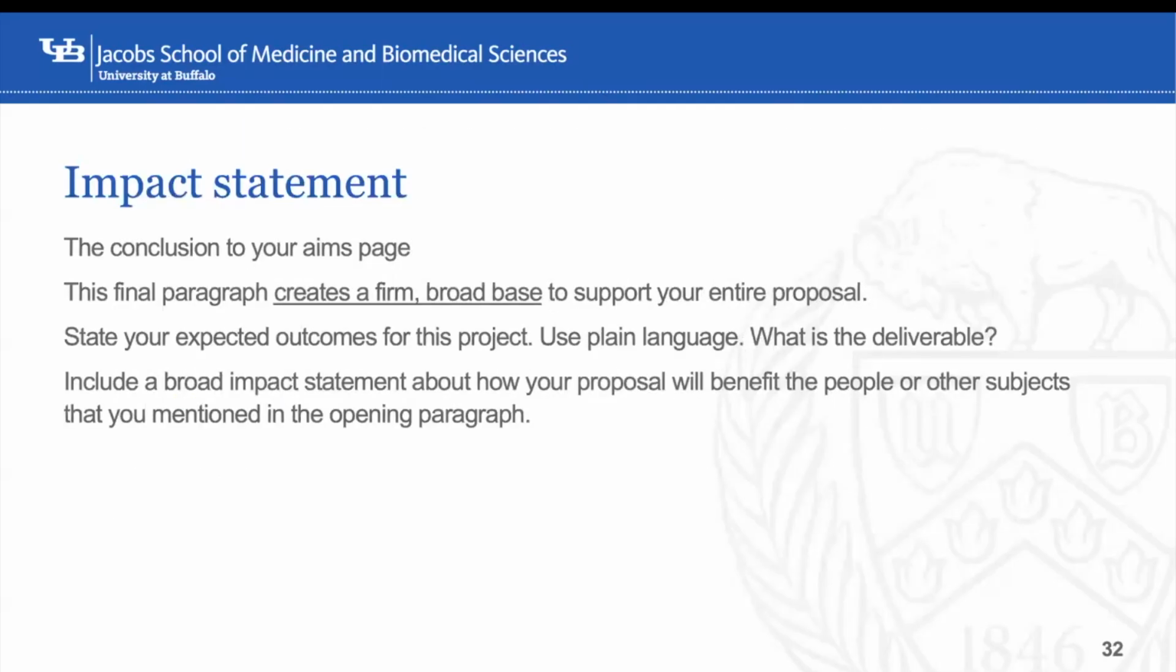It's very common after those to have a concluding paragraph, and it's usually a sentence or two, that basically talks about what is the outcome. At the end of all this, what is it that I'm going to get, and what is the impact, right? What's the deliverable, and why is this? What's the impact to the field, to patients, to clinical care, whatever it is that you're trying to tackle.